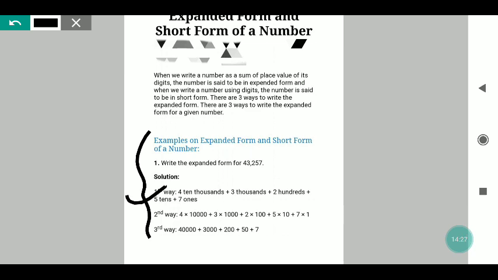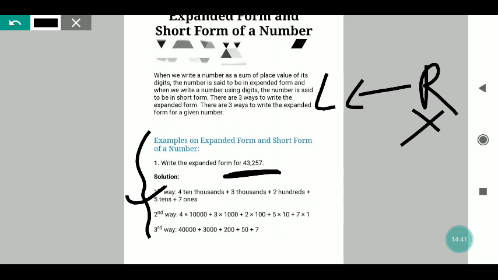The first way. In the first way, my dear, we have to see this number we are expanding: 4, 3, 2, 5, 7. We never expand the number from right to left. No, it's wrong. We always expand from left to right. So the first digit on the left is 4. Here we have to see the place values. 4 is at which place? You can read like this: ones, tens, 100, 1000, 10,000. So 4 is at the 10,000 place.